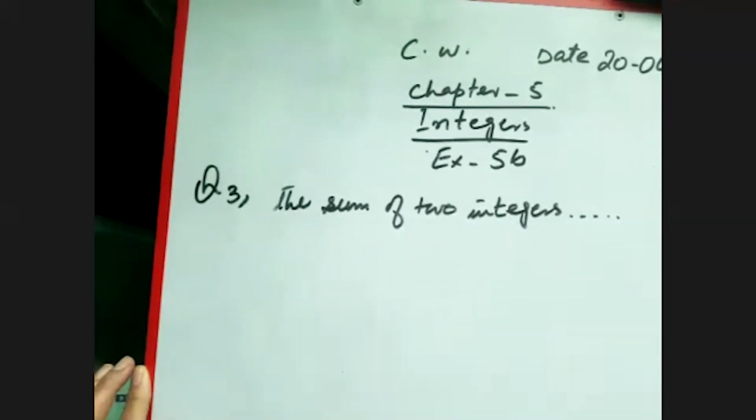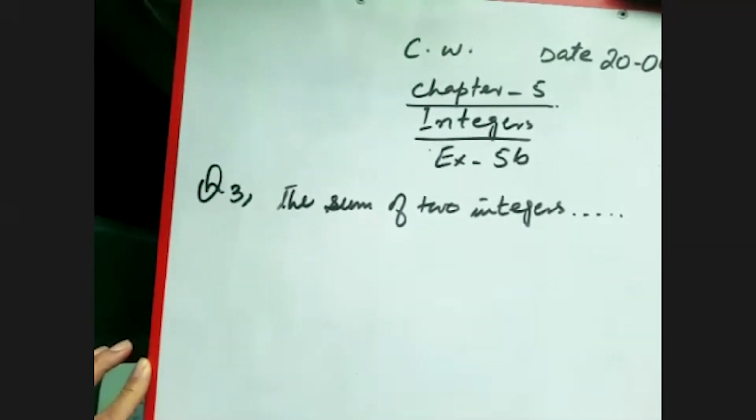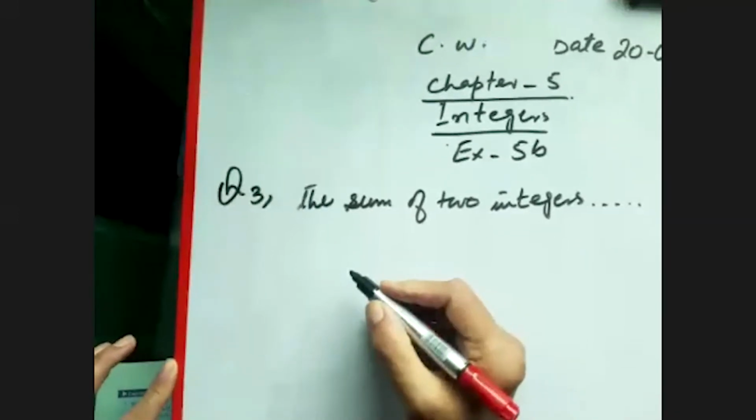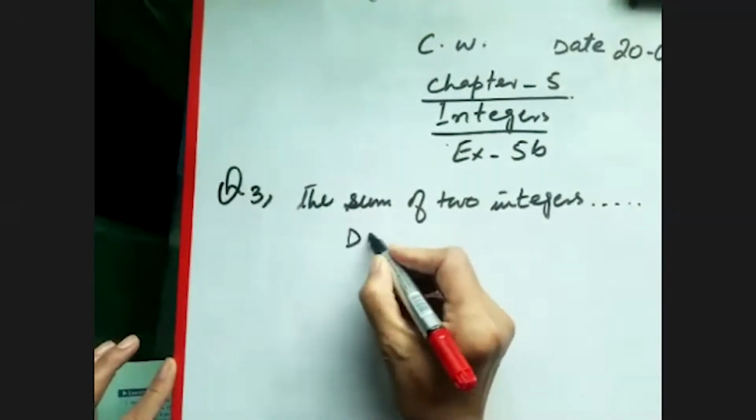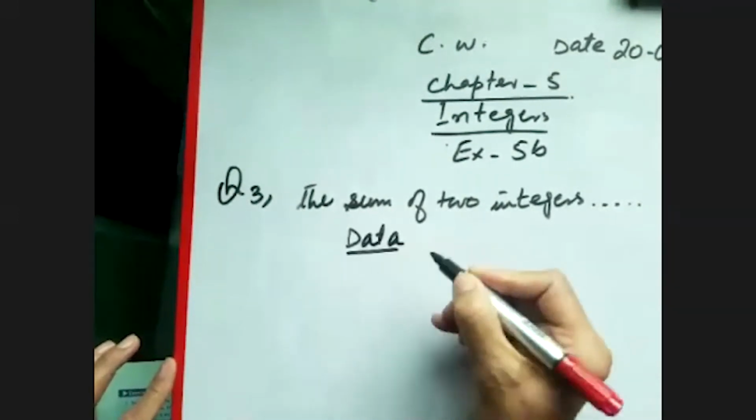The sum of two integers is minus 129. If one of them is 150, find the other. This is the problem sum, exercise 5B of integers, Chapter 5. So the sum of two integers is minus 129. You have to write down the data, the given, first.